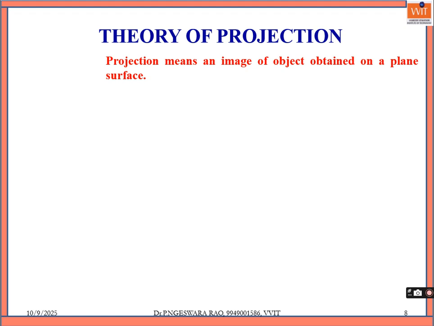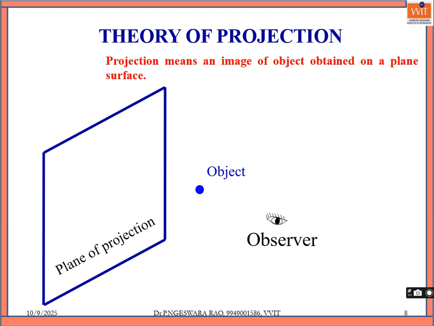For that purpose, we need an observer, which is the light source, what we call the viewer or observer, and assume there is an object. In this case, the object is taken as a point, and there will be a plane where we get the image of this object, or what we call the shadow of this object. This plane is called the plane of projection, or simply a reference plane.